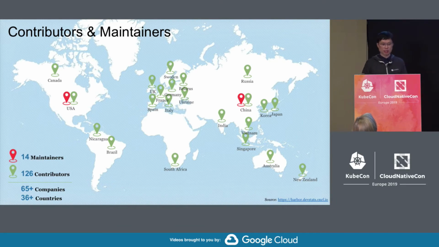Here is the distribution of the contributors and maintainers worldwide. You see that the maintainers are mostly in APJ and North America. And also we have 126 contributors all over the world, in many countries, including Europe here. So one of the goals here is to see if there is anyone in the European countries who is interested in helping us or contributing to the project. You are welcome to join us, either as a contributor or a maintainer. Just talk to us and see how you can help with this project.